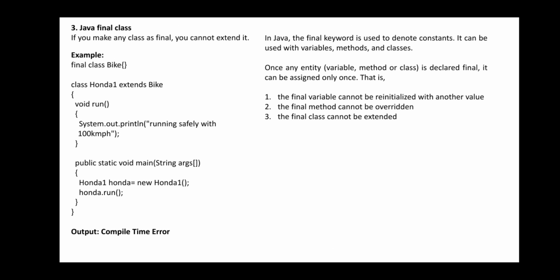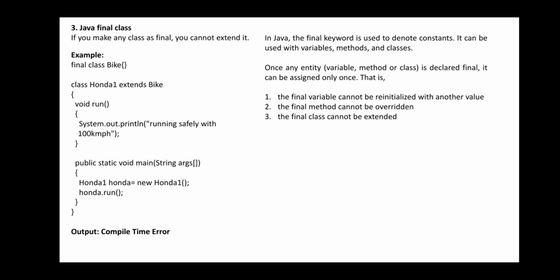You can just see here: final class Bike, class Honda1 extends Bike. So here you are accessing the properties of Bike. Final class Bike is not having anything, just for example. You are accessing that particular Bike and calling run. Within run you have the run statement, but before that it checks that Bike is defined with final. If it is final, the class cannot be extended, so Honda1 is not going to be created. At that time you are going to get a compile time error.